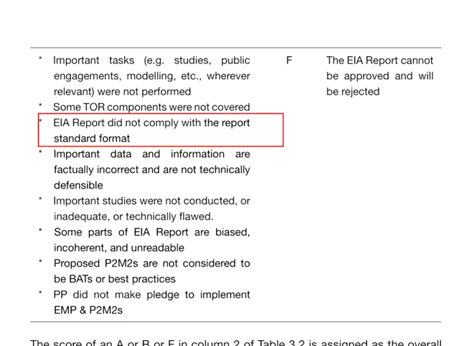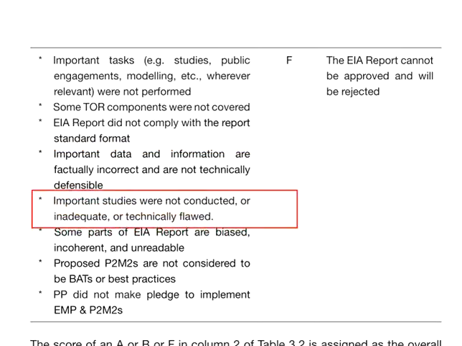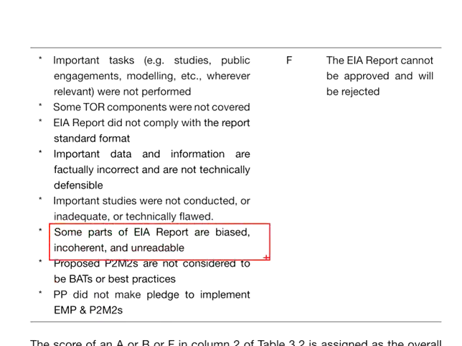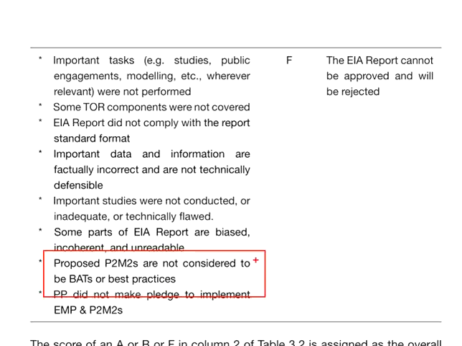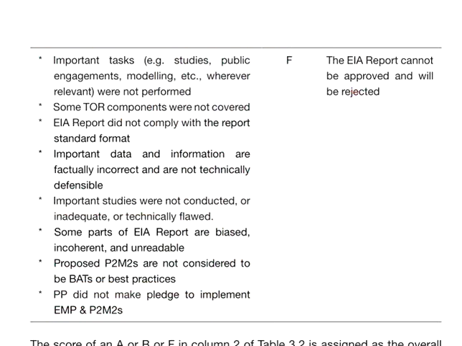The EIA report did not comply with the report standard format. Important data and information are factually incorrect and not technically defensible. Important studies were not conducted, or were inadequate or technically flawed. Some parts of the EIA report are biased, incoherent, and unreadable. Proposed pollution prevention and mitigation measures are not considered to be the best available technologies or best practices. And the project proponent did not make any pledge to implement the environmental management plan and the pollution prevention and mitigation measures. If any of this happens, you will get score F, and the EIA report shall be rejected.